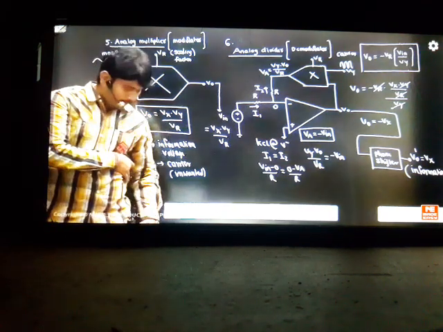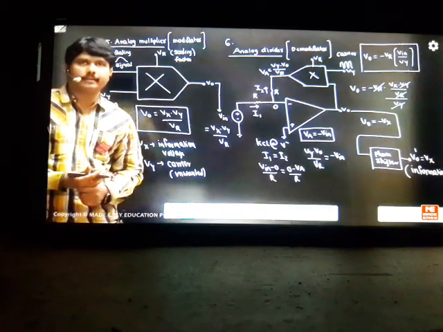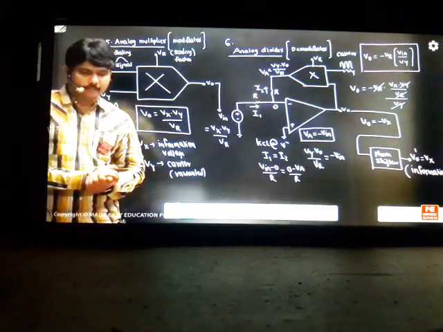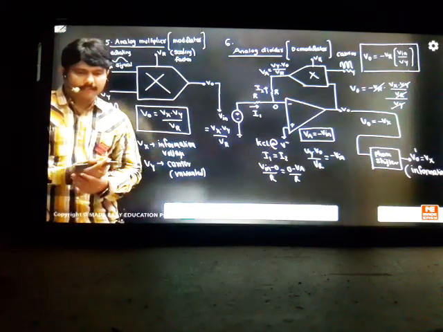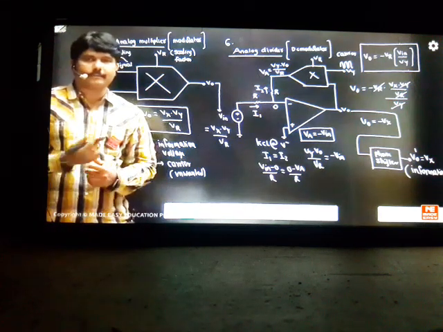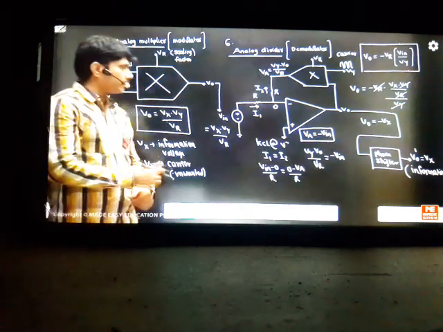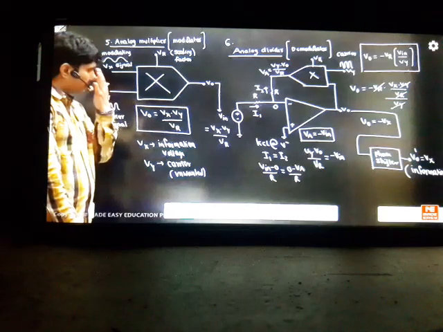So one is modulator and one is demodulator circuits. Multiplier answer is very easy: Vx into Vy divided by Vr. So let us see how to design an integrator concept now. The next step is the integrator concept. These are very important topics. Integrator is very important, which is widely used most of the time in my circuit analysis.